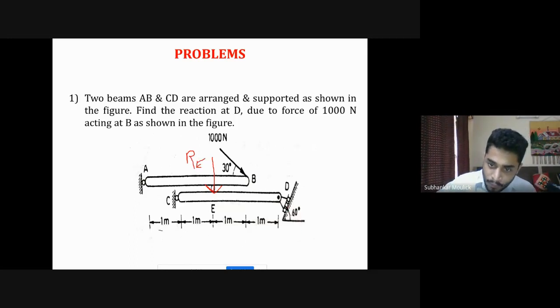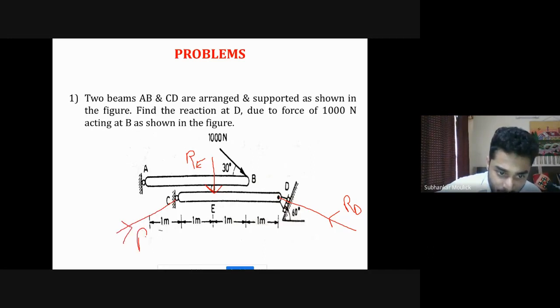At D point, due to this roller, the reaction will be in this direction, RD. And from point C, the reaction which the roller will give to this beam at end C will be in this direction again. Then only all the forces will meet at a common point. See, this is the line of action, and this is the line of action of RD. All the forces are meeting at a common point. So this will be the FBD of beam CD.